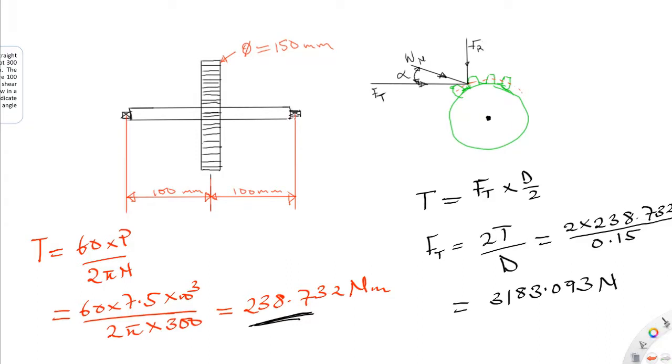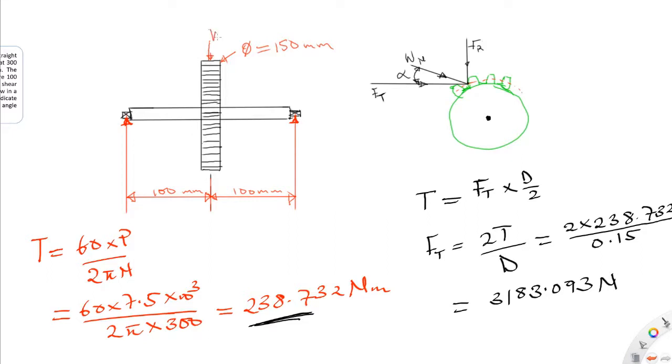So we have a reaction force here, and another one here, and then we have our Wn, which is the normal load. It will be acting in the middle. If you are looking at the gear from this direction, you will have it acting in the middle.